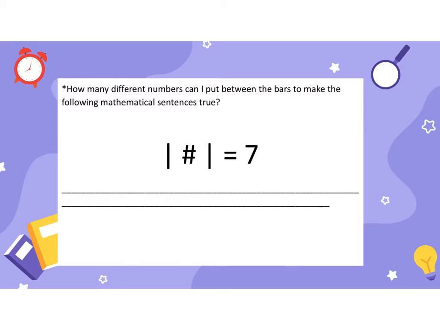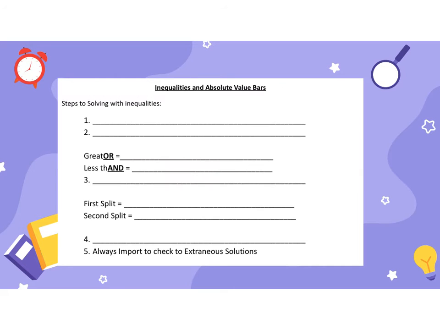How many different numbers can we put between the two bars to make the following mathematical sentence true? This is the same one that we already did, right? We said we could put -7 in there, and the absolute value of that would be 7. +7, obviously the absolute value of that would be 7. And then, of course, we could throw in some improper fractions if we wanted to, but we know those are just going to simplify to 7. Take the absolute value of that. It's obviously 7. So we'll keep going.